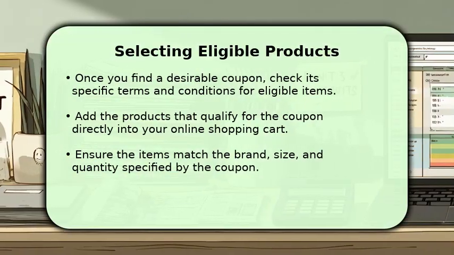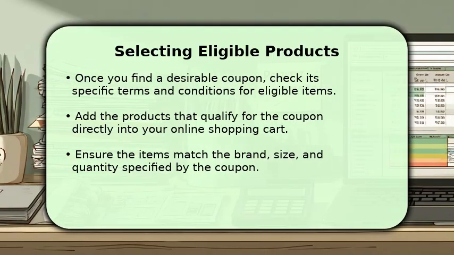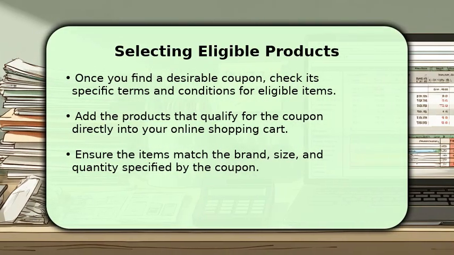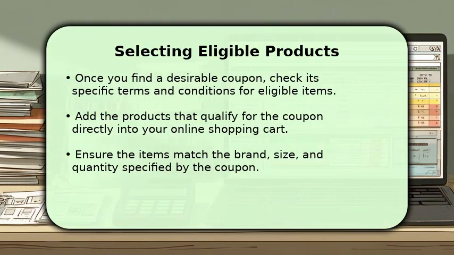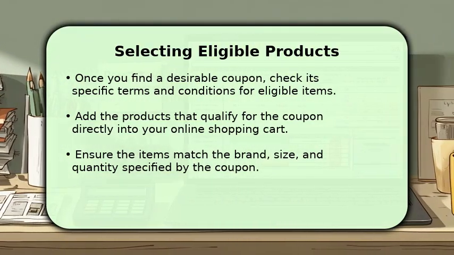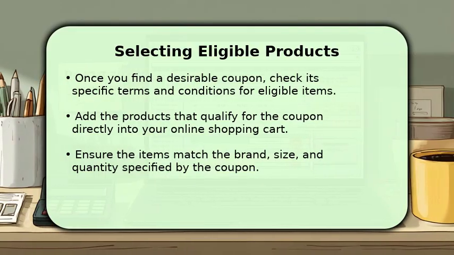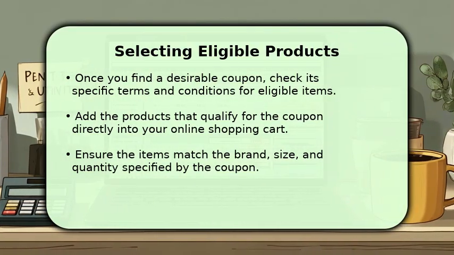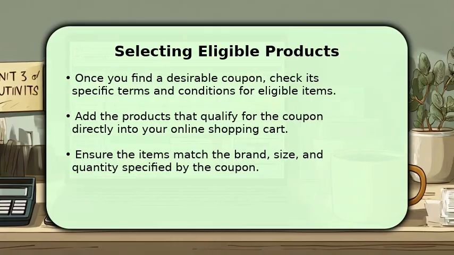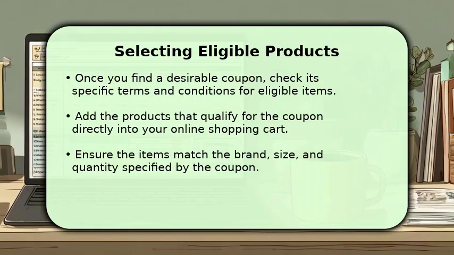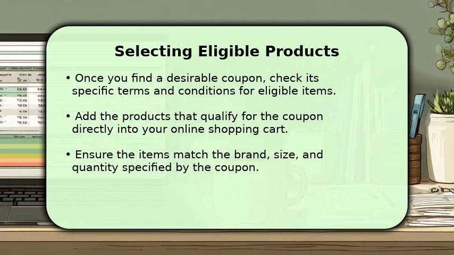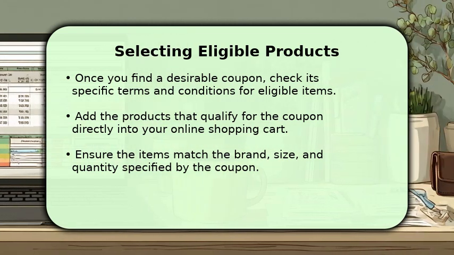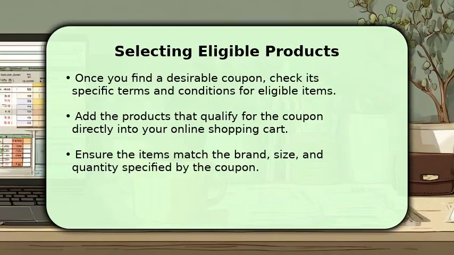After identifying a valuable coupon, carefully read its details to confirm which products it applies to. You will then add these eligible items directly to your virtual shopping cart, just as you would with any regular purchase. Make sure the specific brand, size, or quantity of the product precisely matches the coupon's requirements. This step ensures your discount will be successfully applied during checkout.